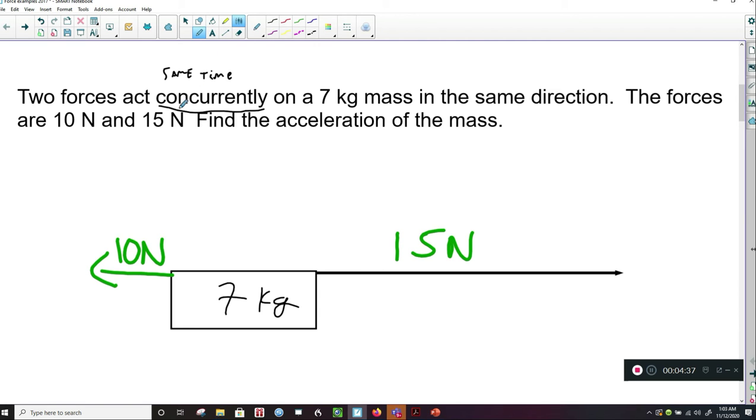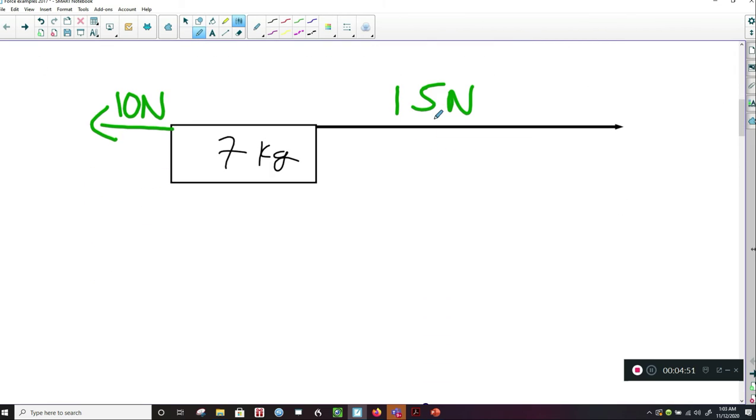So two forces act concurrently on a 7 kilogram mass in the same direction. The forces are 10 newtons and 15 newtons. Find the acceleration of the mass. All right, this one's got a little bit more going on. Let's write down our givens.